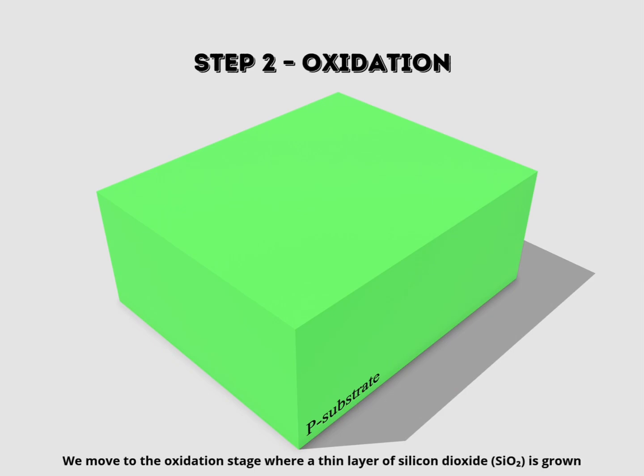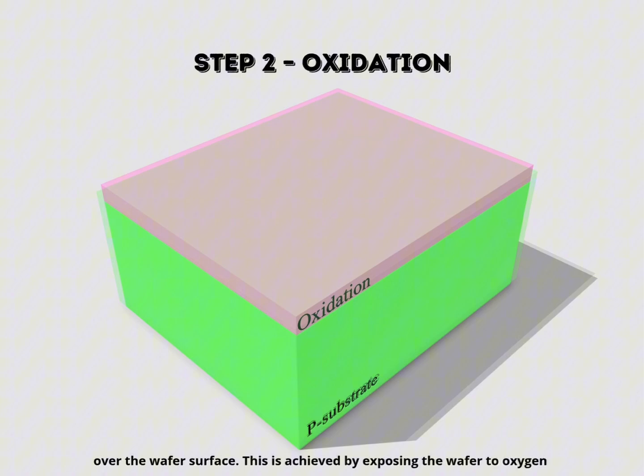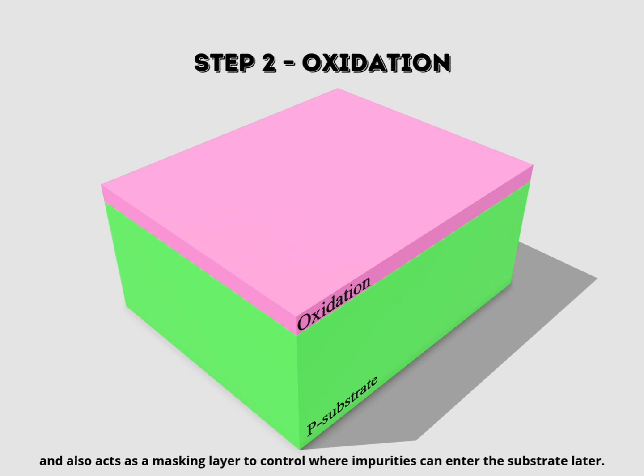Step 2. Oxidation. We move to the oxidation stage where a thin layer of silicon dioxide is grown over the wafer surface. This is achieved by exposing the wafer to oxygen and hydrogen gas at around 1000 degrees Celsius in an oxidation furnace. This oxide layer plays two important roles. It serves as a protective barrier and also acts as a masking layer to control where impurities can enter the substrate later. It also provides electrical insulation between different components of the circuit.